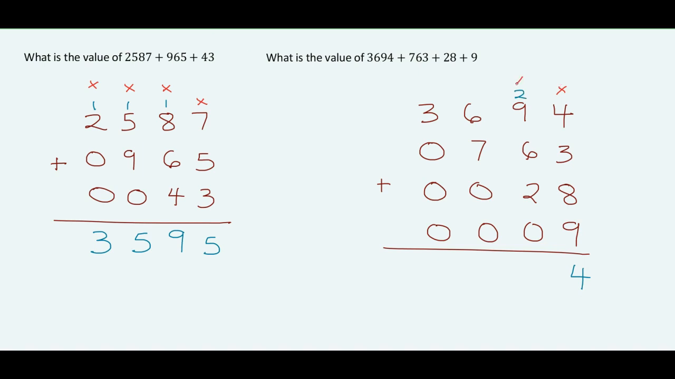Next, we move to the tens position. 2 plus 9, 11, plus 6, 17, plus 2, 19, plus 0, 19. So we're going to write down a 9, carry up a 1. Now we switch over to the hundreds position.